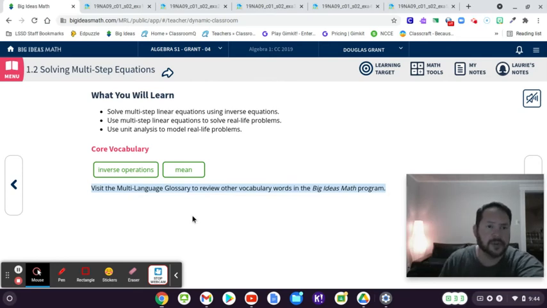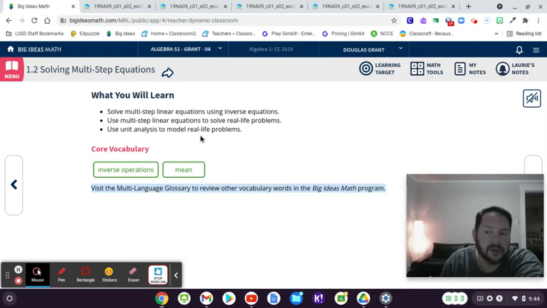Well, ahoy there, mateys. We're jumping into 1.2, which is all about solving multi-step equations. If you thought the first part, solving the simple equations, was fairly straightforward and simple, this is only adding one extra step. Not too bad. So what you're going to learn is how to solve multi-step linear equations using inverse operations, a very fancy term for solving. And then you will also use this to model real-life problems.